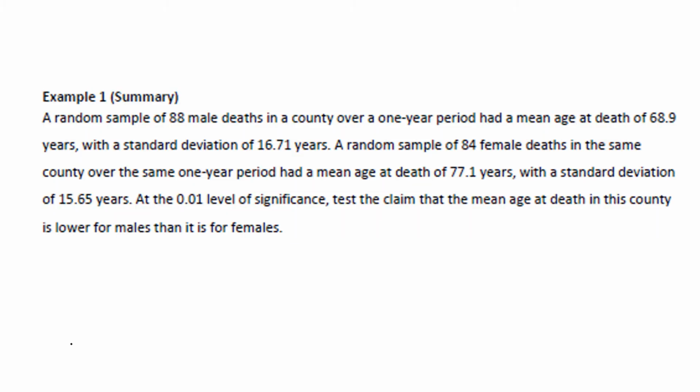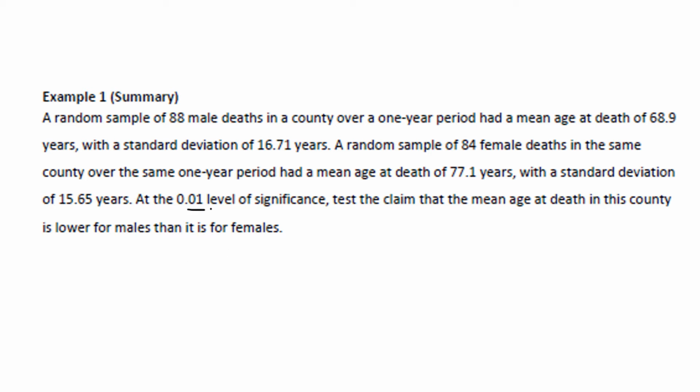This is one involving summary. A random sample of 88 male deaths in a county over a one-year period had a mean age at death of 68.9 years with a standard deviation of 16.71 years. A random sample of 84 female deaths in the same county over the same one-year period had a mean age at death of 77.1 years with a standard deviation of 15.65 years. At the 0.01 level of significance, test the claim that the mean age at death in this county is lower for males than it is for females.